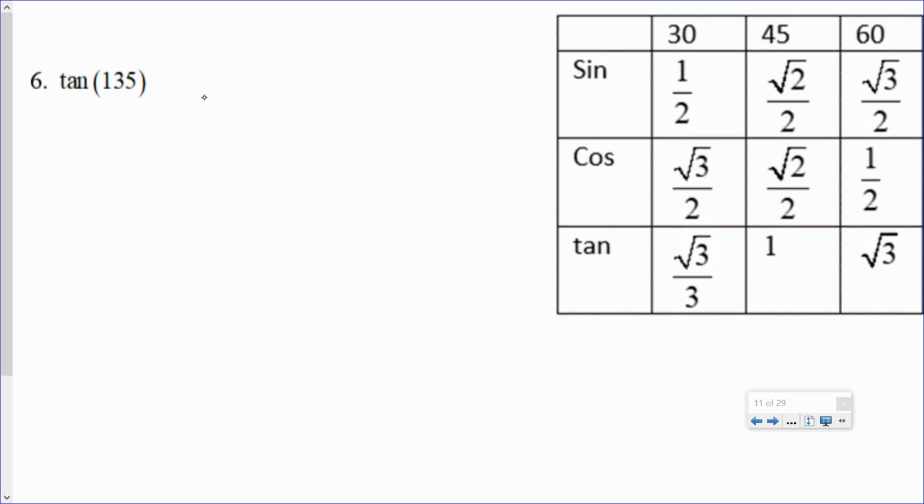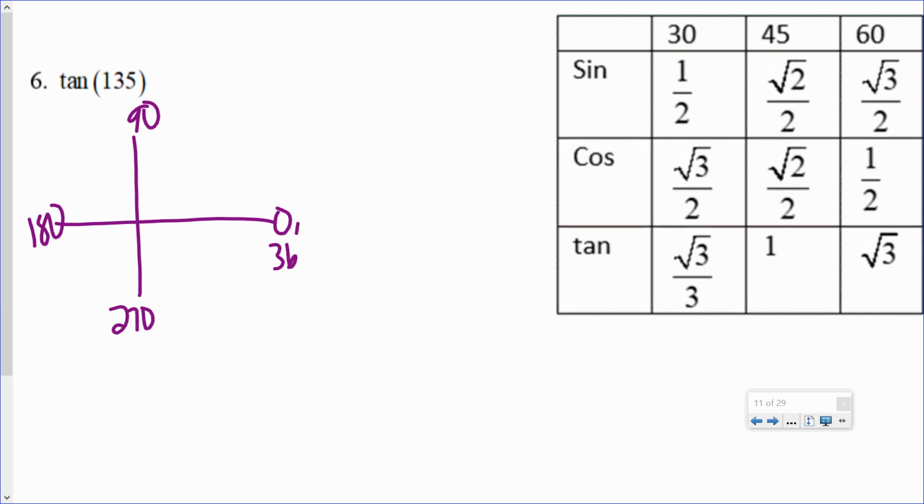All right, I'm going to do a little sketch. 0, 90, 180, 270, 360. 135 is in quadrant 2. All students take calculus. Reference angle is the angle that's made with the x-axis. 180 minus 135 is 45.